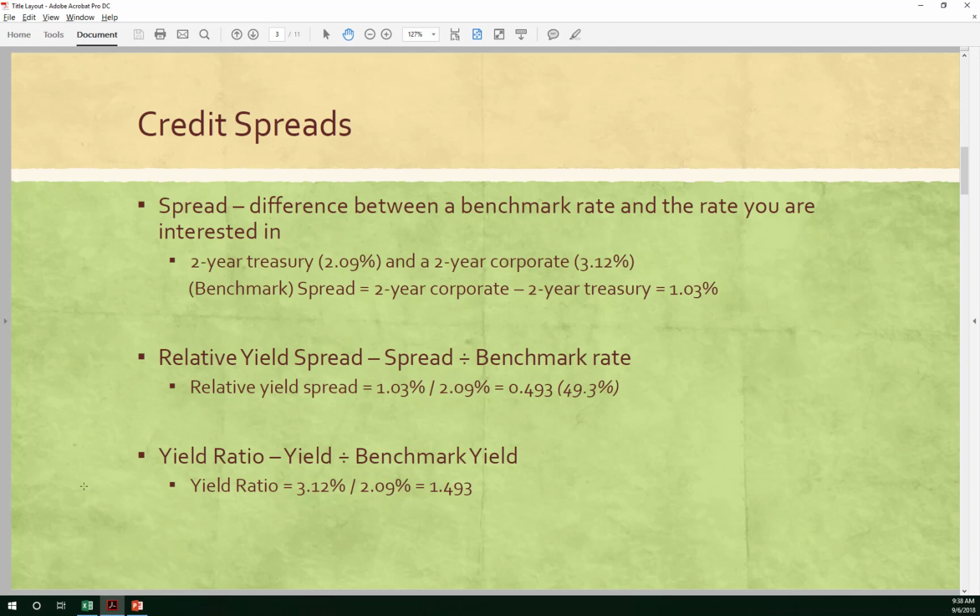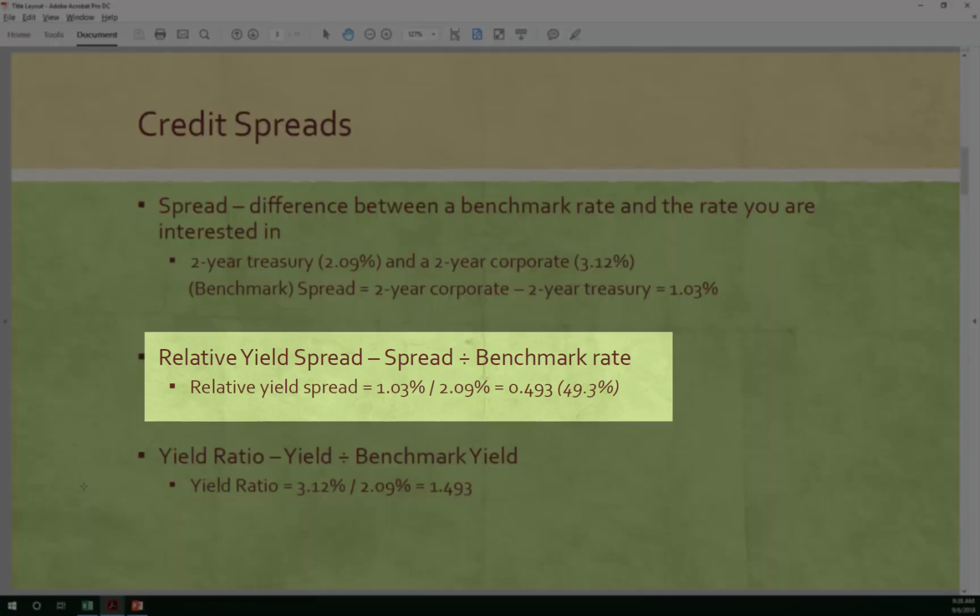Now there's a few different ways to talk about spreads, to think about them. It's reporting kind of the same information just with a different lens. So if we look at this idea of the relative yield spread, we're going to take the spread and divide that by the benchmark rate. So in this case, we've got the spread that we just calculated as 1.03%. We divide that by the benchmark rate of 2.09%, and we come up with this result, 49.3. That's the relative yield spread, 49.3% bigger to have the corporate security compared to the Treasury.